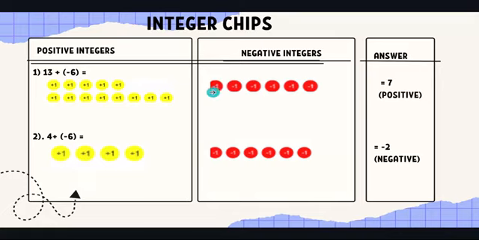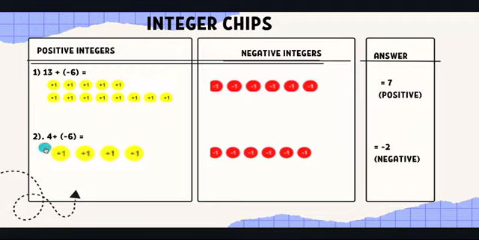Positive and negatives do not like each other, so they fight and they cancel each other out to form 0 pairs. So 1, 2, 3, 4, 5, 6 of my positive integers are going to disappear. They cancel each other out and they form 0 pairs. Then I'm only left with 1, 2, 3, 4, 5, 6, 7 positive integers.